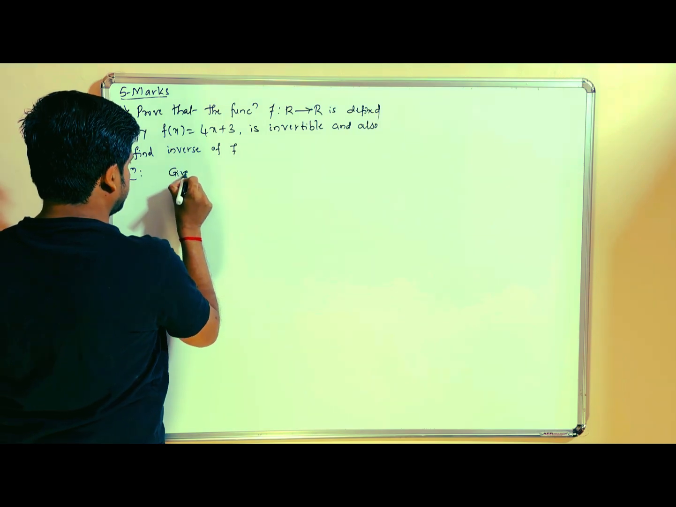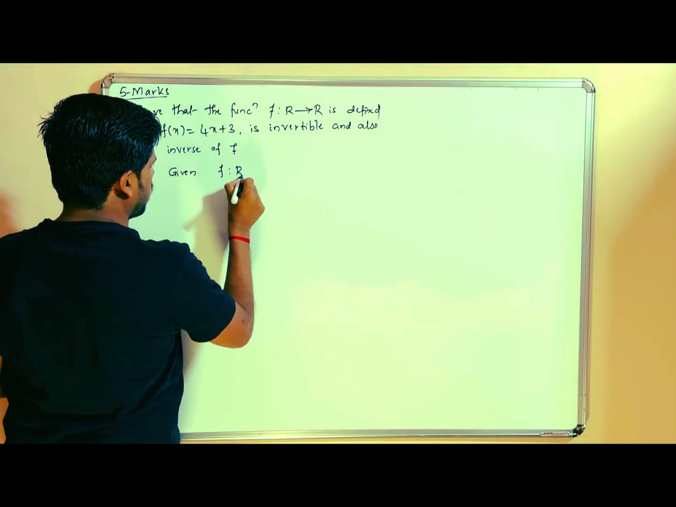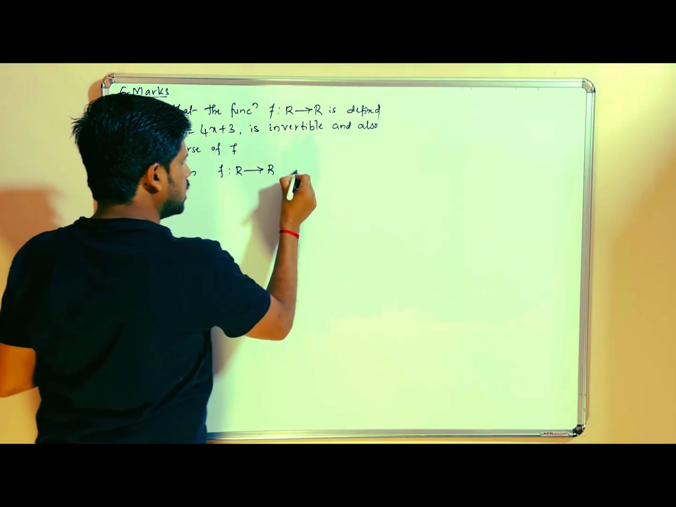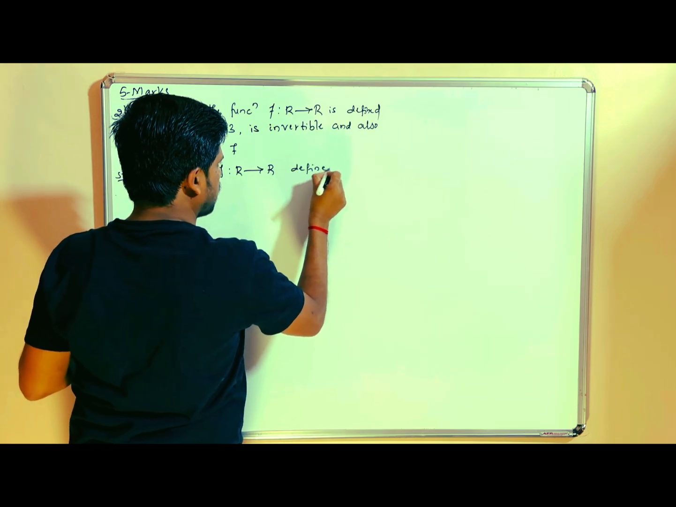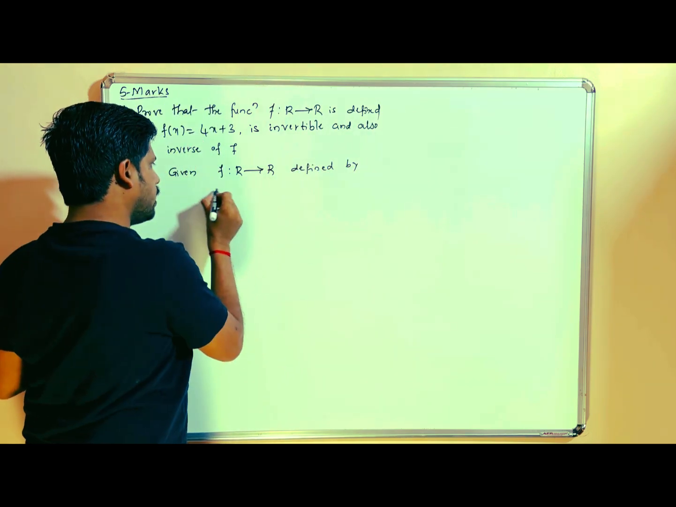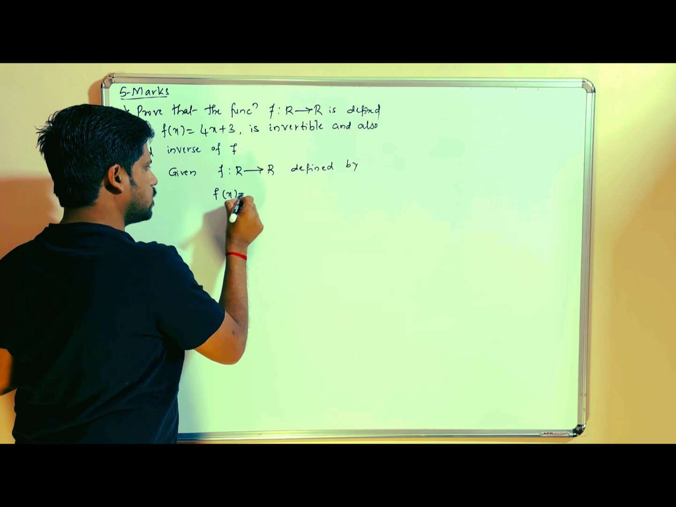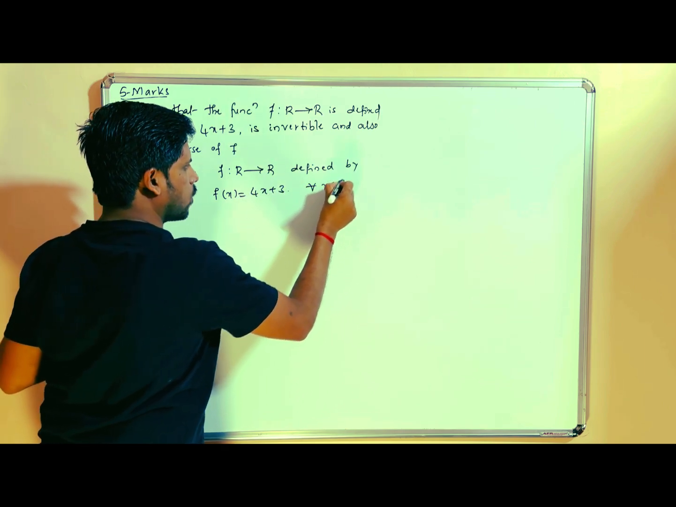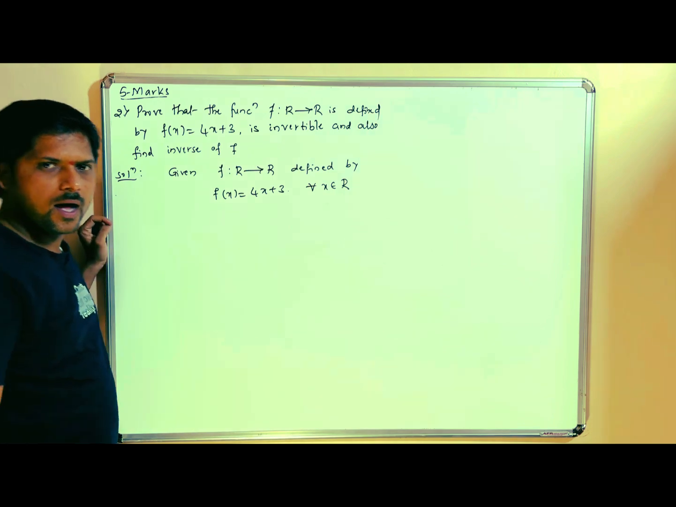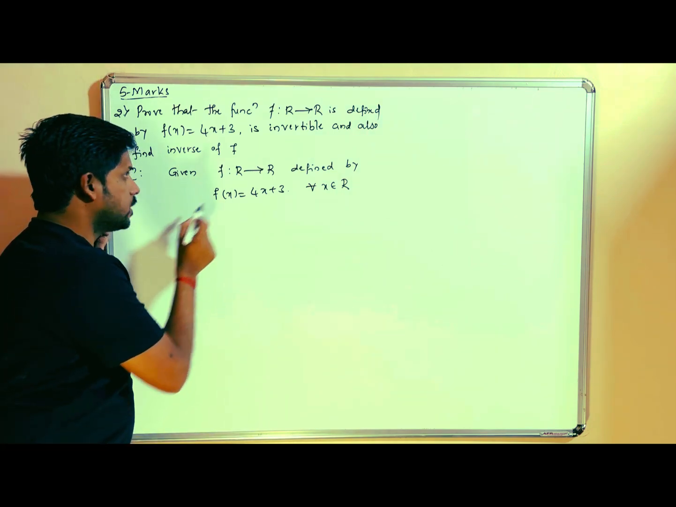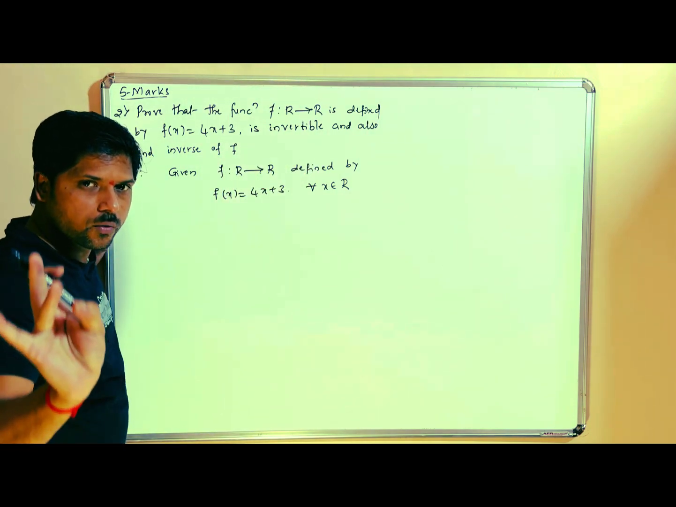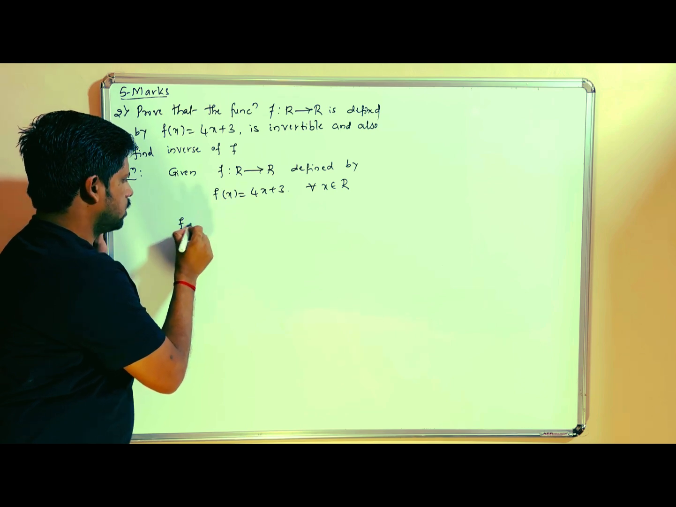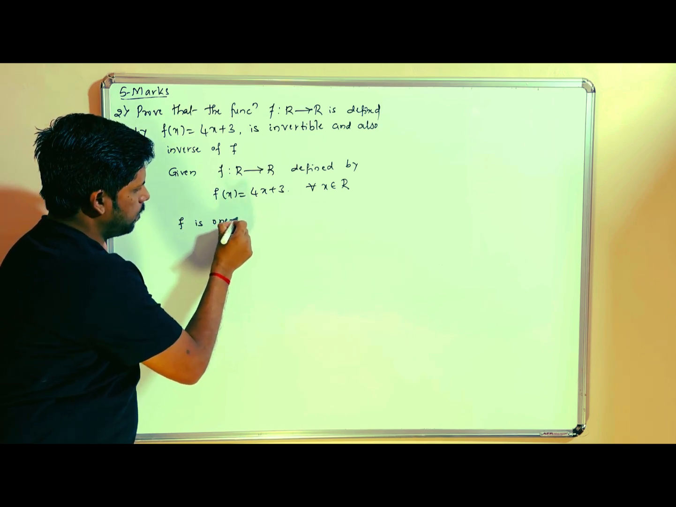So given the function f from R to R is defined by f of x is equal to 4x plus 3, for all x belongs to R. To show that f is invertible, again we have to show that f is one-one and f is onto. So f is one-one.